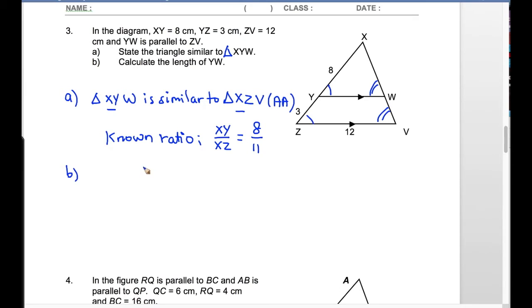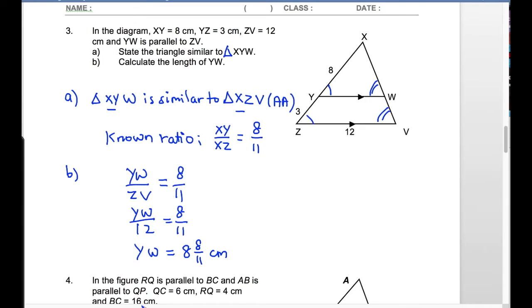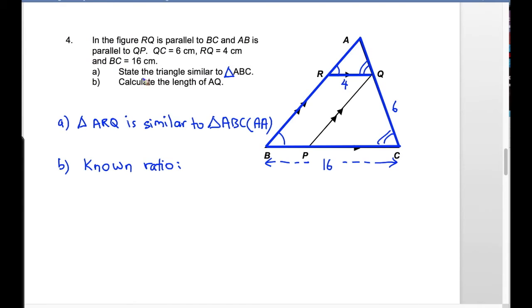Now, the corresponding side to YW is ZV, and this will be equal to the known ratio. YW is what we want to find, and ZV is 12. Simplifying it, we have YW equals 8 and 8 over 11 cm. This completes question 3. In question 4a, state the triangle similar to triangle ABC.